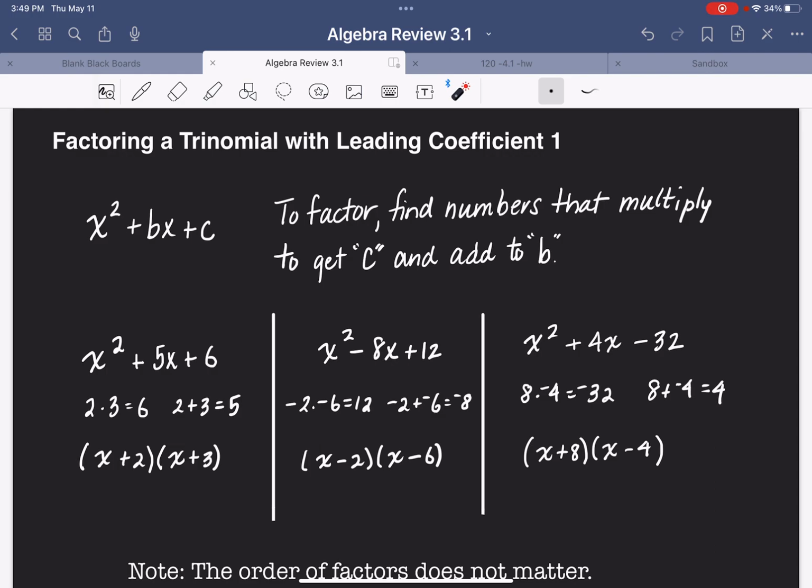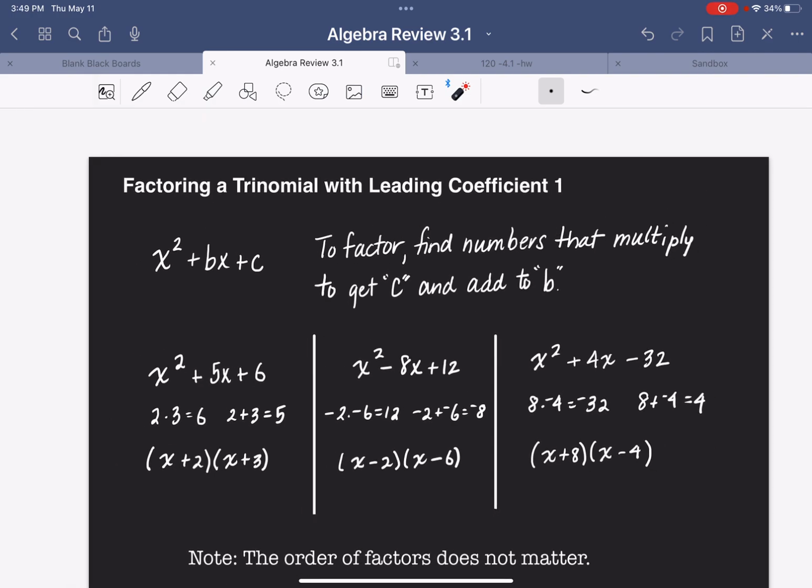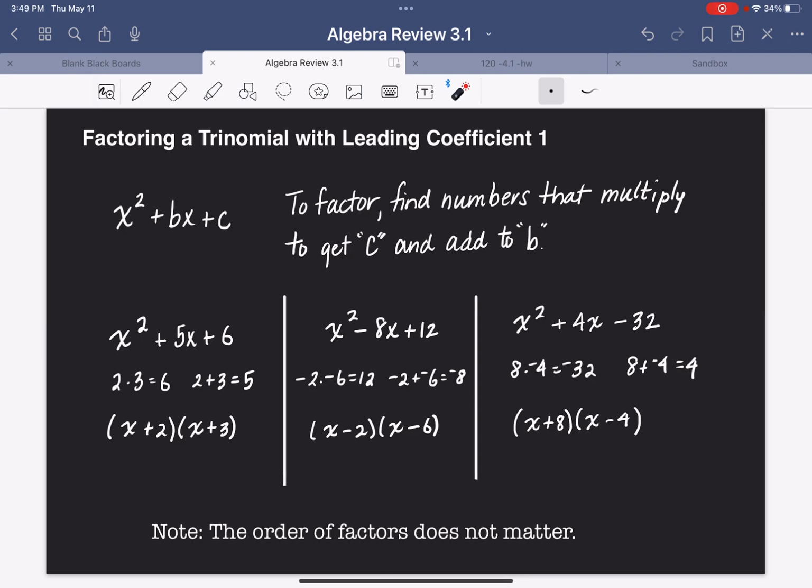Now, please note that the order of the factors doesn't matter. Okay, so it's okay that you can put x plus 2, x plus 3, or you can put x plus 3, x plus 2. This order doesn't matter.